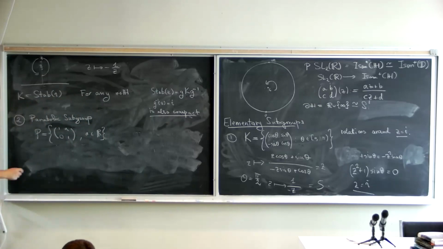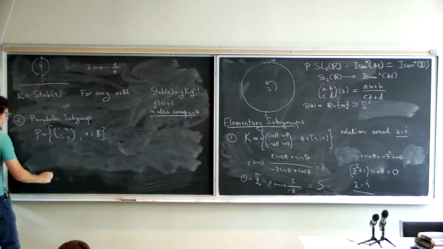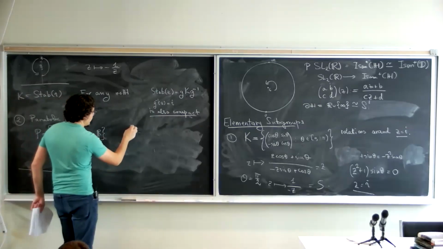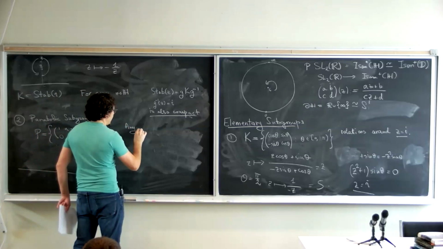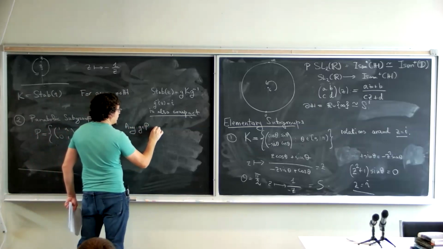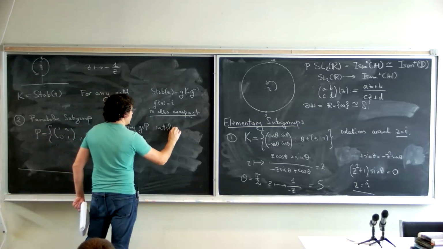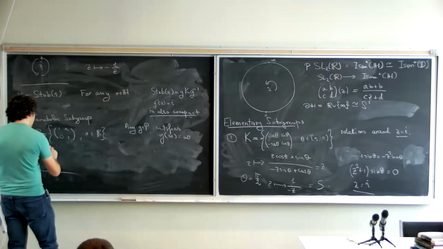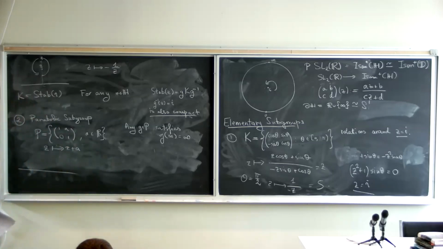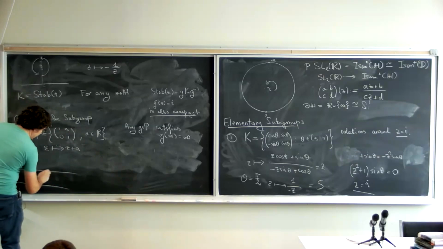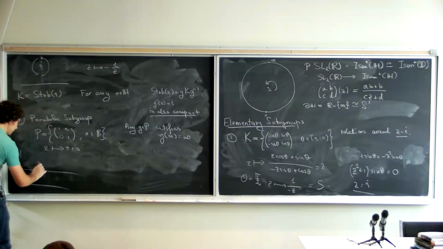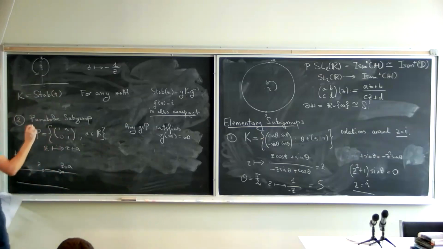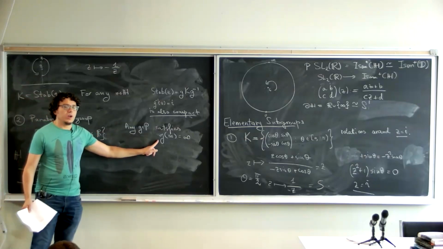In this case, clearly any G in P fixes infinity. So this map is Z goes to Z plus A. If this is H, you take Z plus A, which is just a horizontal translation. And so this group is elementary because it fixes one boundary point.